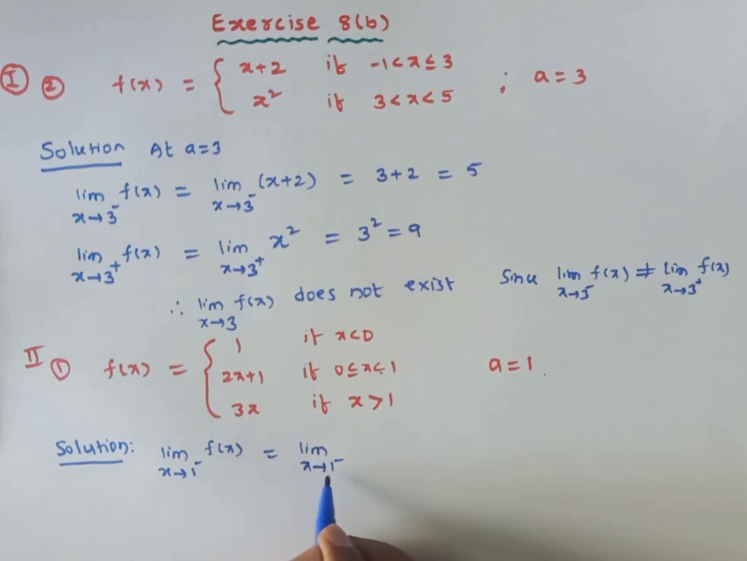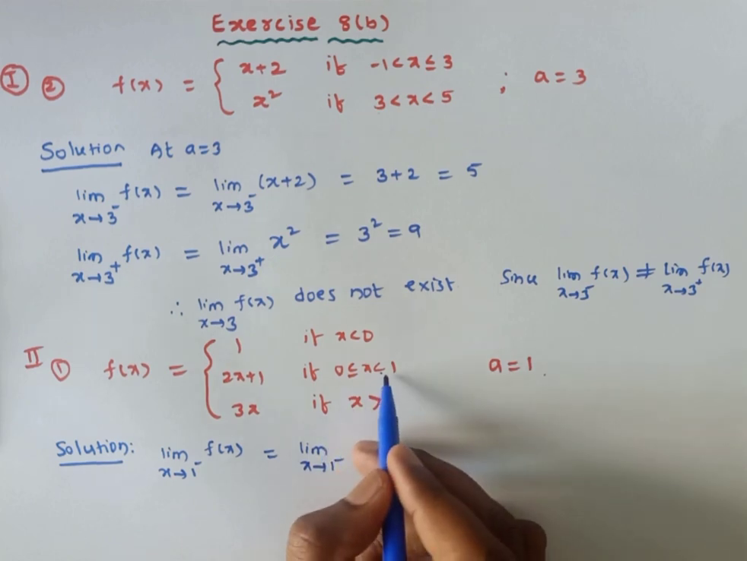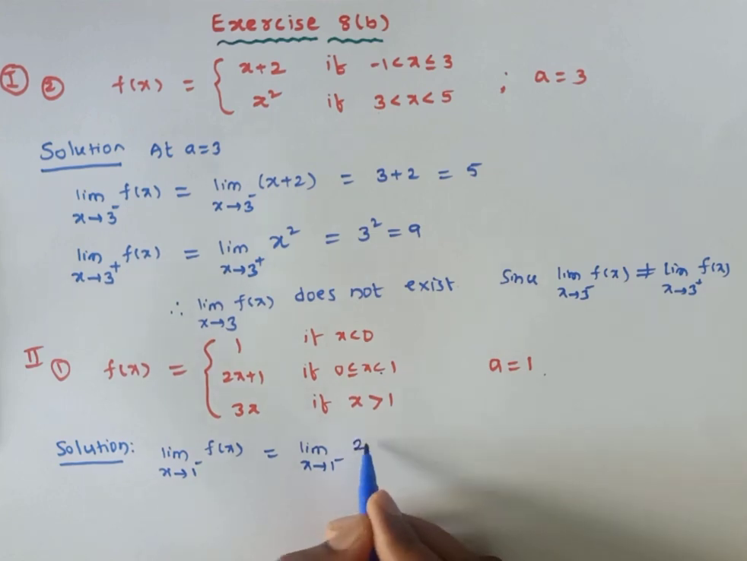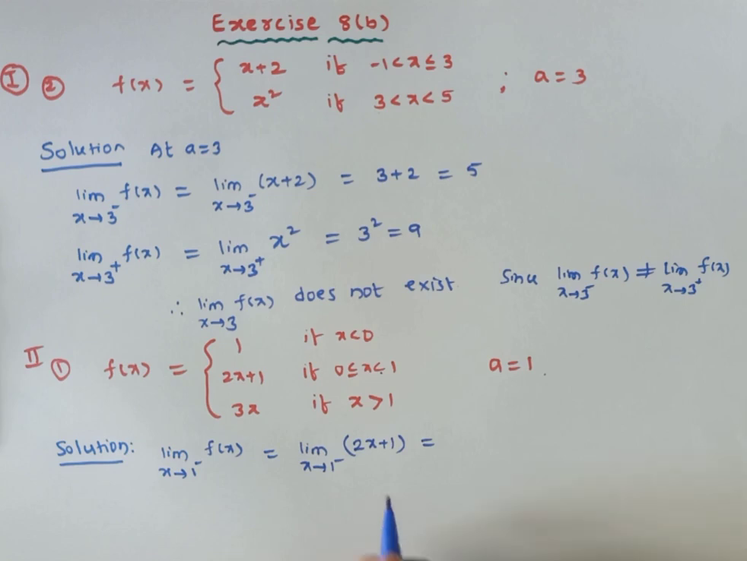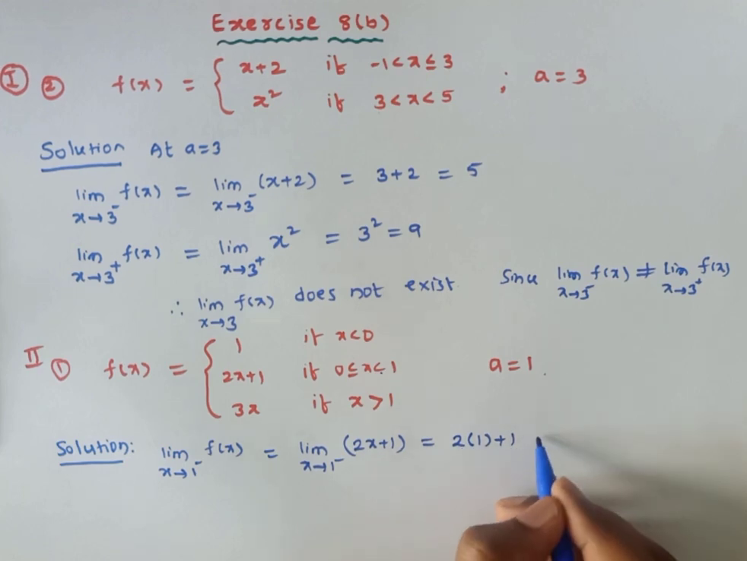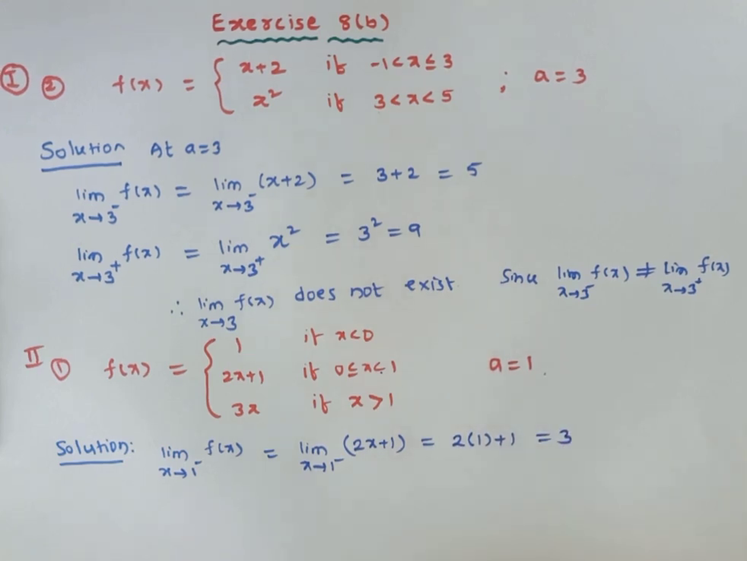Now limit x tends to 1 minus means the values of x are a little bit less than 1, so x is less than 1, and the function defined there is 2x plus 1. Once we choose the function it is easy. Directly replace x with 1: 2 into 1 plus 1, so 2 plus 1, that is 3. So the left hand limit at 1 exists and it is 3.